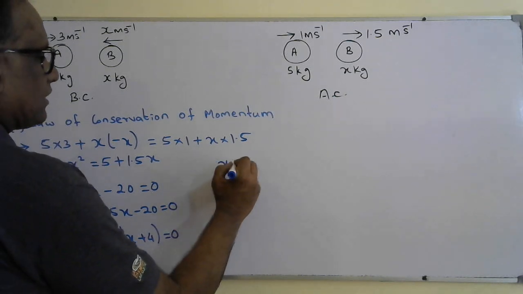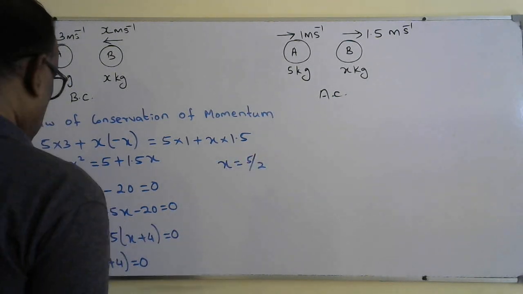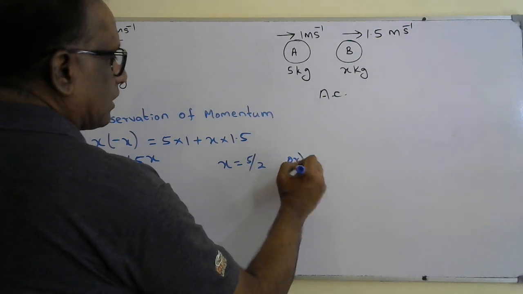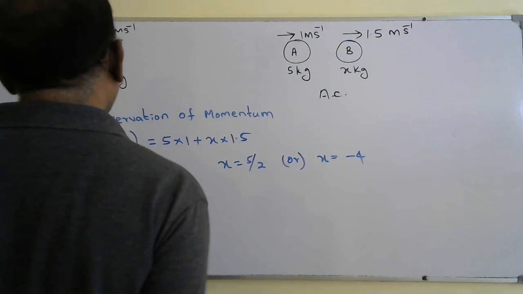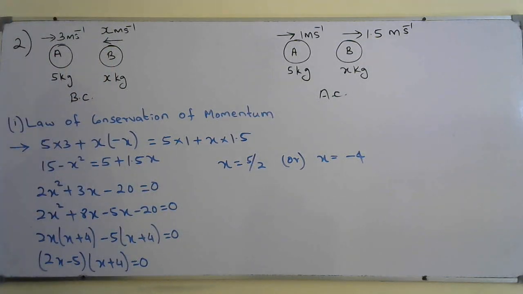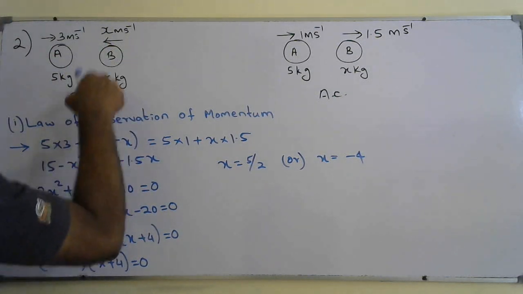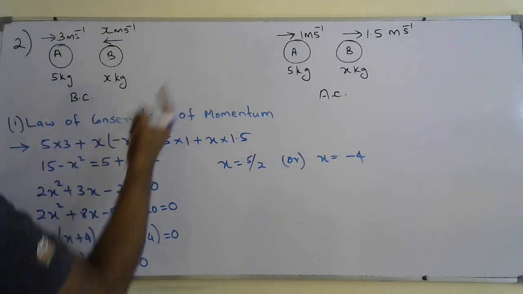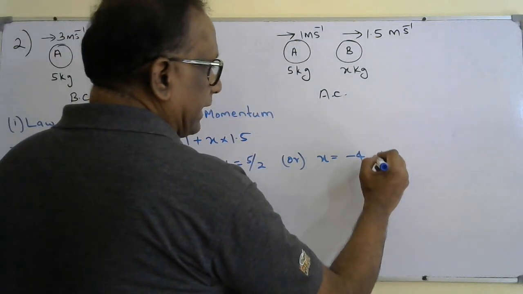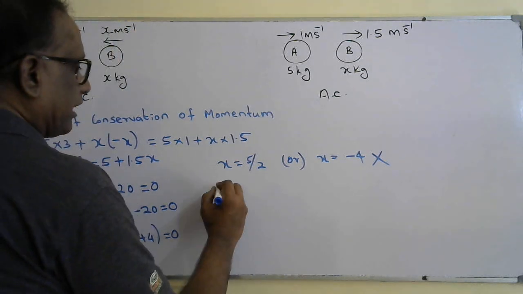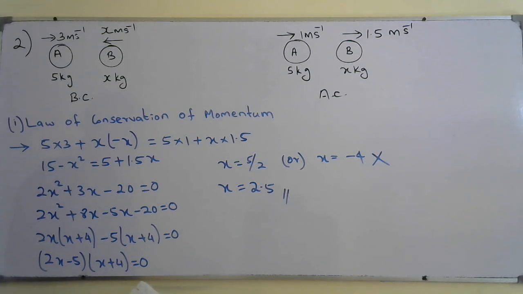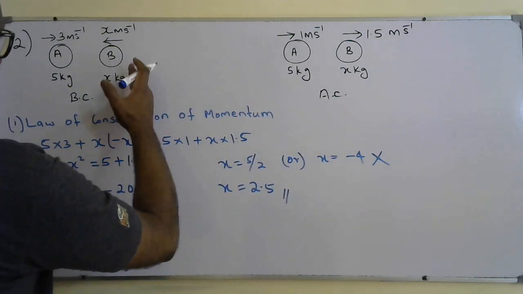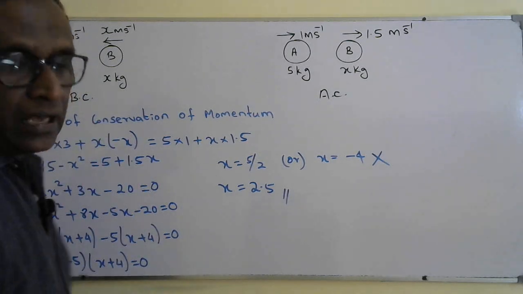So that means x equals 5 by 2 or x equals -4. Here x cannot be negative, because they are saying the mass cannot be a negative quantity. So the answer is x equals 5 by 2, that is 2.5. They asked to find x, so the value of x is 2.5 because a negative answer is not acceptable. The mass can't be negative.